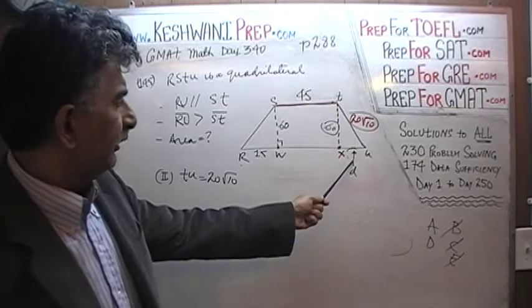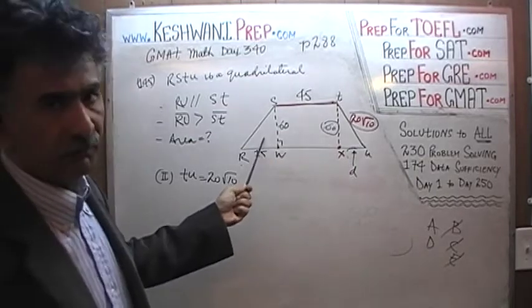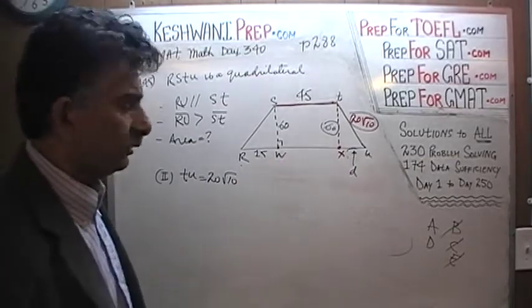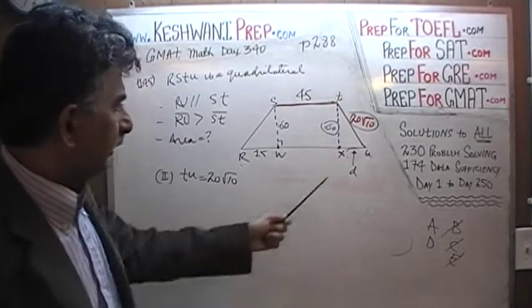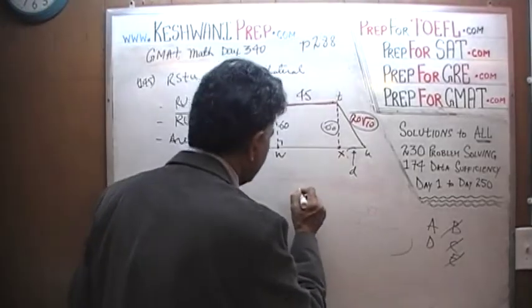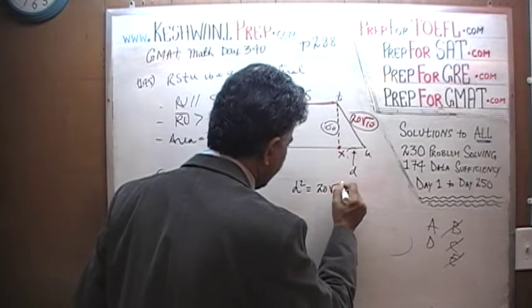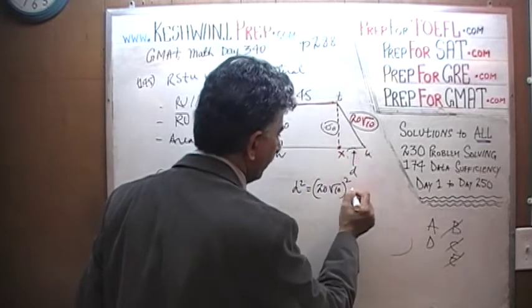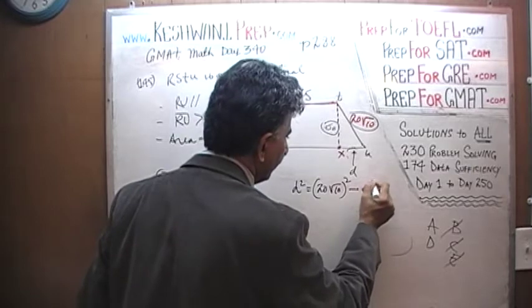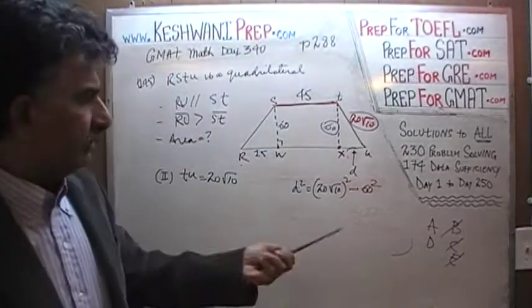Well, that's it. We have a distance D. We can figure out the area of this triangle. We have plenty of information there. We can figure out D squared. We know D squared is going to be 20 root 10 squared, which is the hypotenuse squared, minus 60 squared. Once we have D, we can figure out the rest.